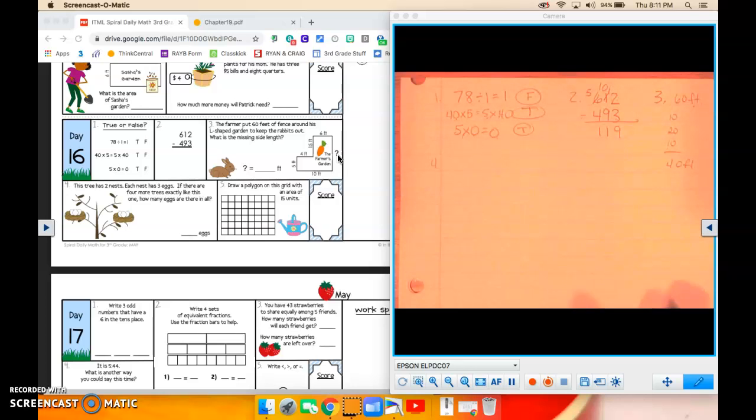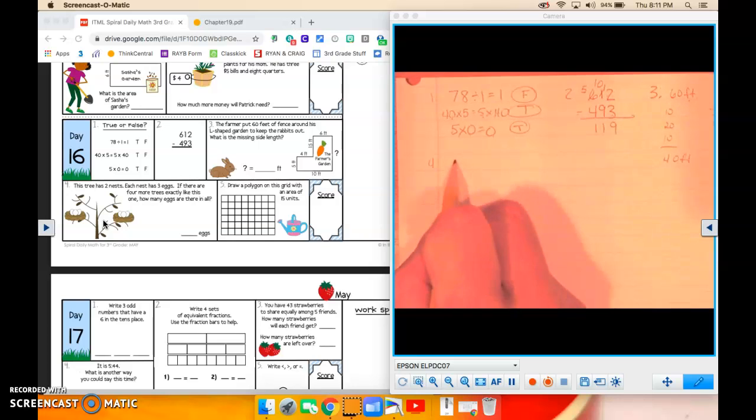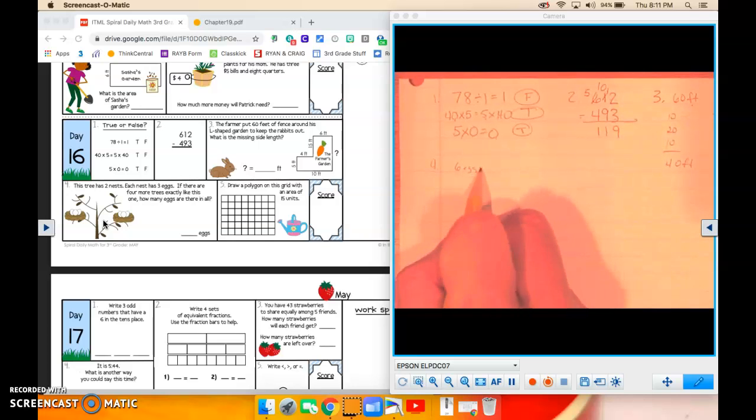This tree has 2 nests. Okay, I see both nests there, 1 and 2. Each nest has 3 eggs. Okay, well, how many eggs is that? 3 plus 3, 6, right? So there's 6 eggs in that tree. And if there are 4 more trees exactly like this one, how many eggs are there in all?